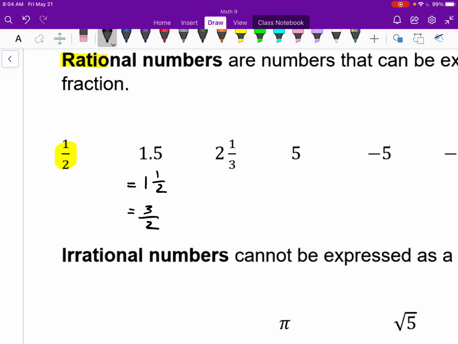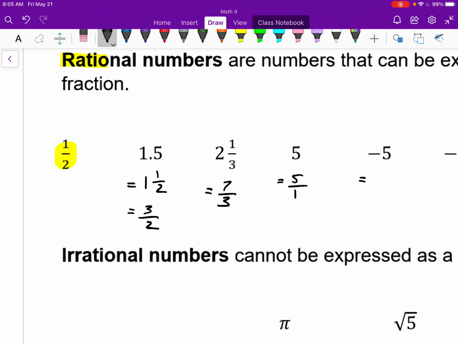2 1/3 is a rational number because I can write that, well, right now it's a mixed number, but I can write it as an improper fraction. In this case, 3 times 2, add it to the top, you get 7/3. And again, anything that can be expressed exactly as a fraction is a rational number. 5 is a rational number because I can express it as a fraction if I think of it as 5 over 1.